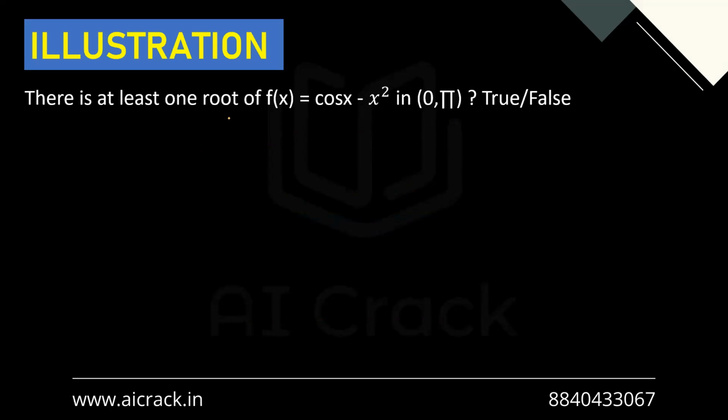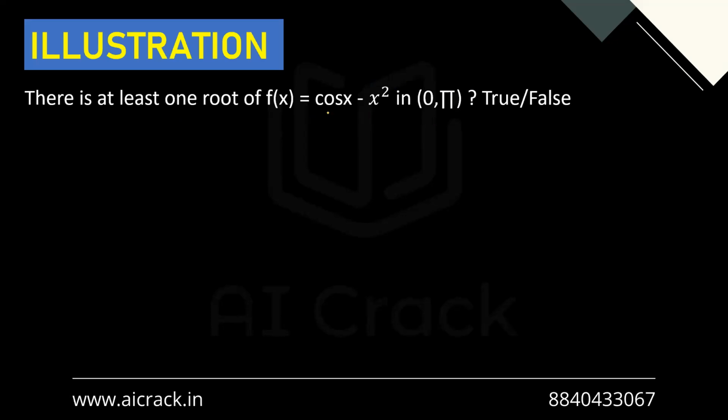And now let's solve this question. There is at least one root of f(x) equals cos x minus x square in 0 to pi, true or false. So all we have to do in this question is find out if the function is continuous or not. And we have been given the range and we have to see if f of 0 dot f of pi is less than 0 or not, right? Only in that case, we have a root between 0 to pi, okay?